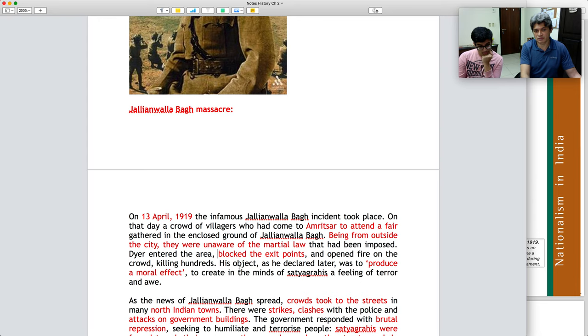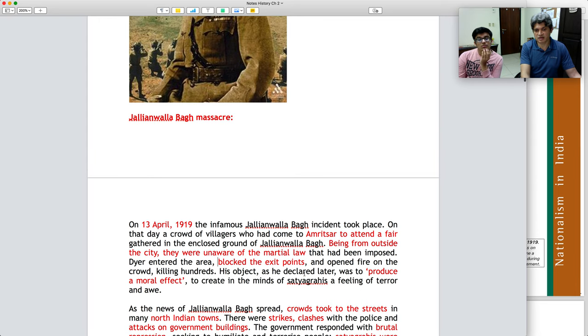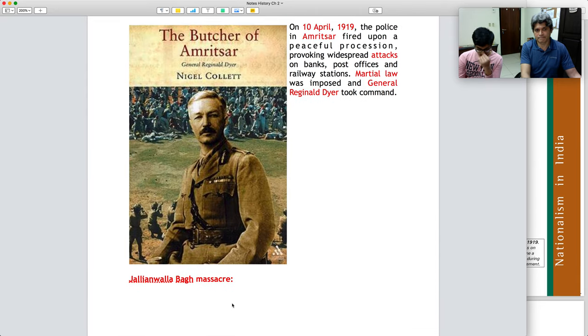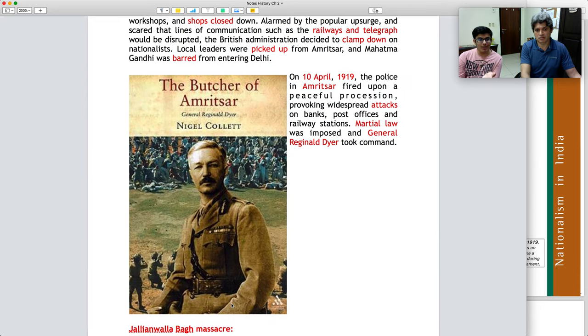That is intense. His object, as he declared later, was to produce a moral effect, to create in the minds of Satyagrahis a feeling of terror and awe. Why would they be in awe? They'd be scared. Awe inspires. Even in Iraq, when George W. Bush attacked Iraq, that was called Operation Shock and Awe.